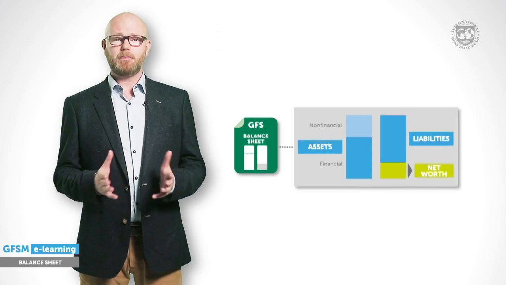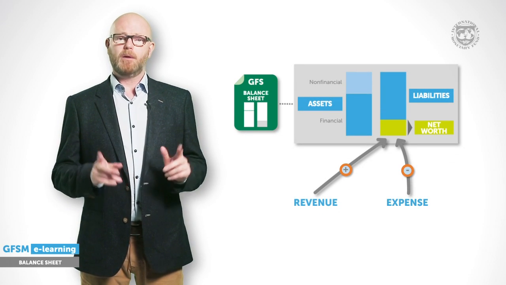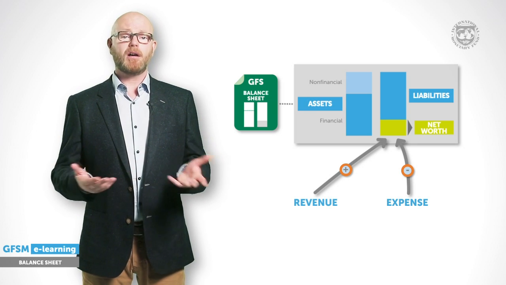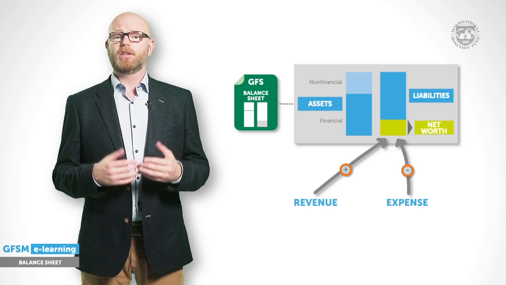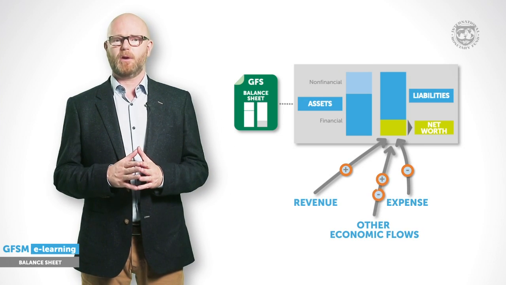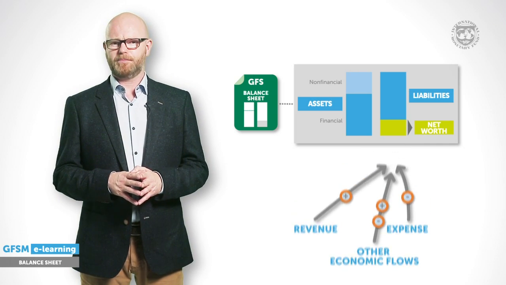Does a government have sufficient resources to pay its debt in case of unexpected revenue shortfalls? How does net worth change in time? Keep in mind that revenue increases net worth and expense decreases net worth. But net worth can also be affected by, for instance, a change in the market values of assets and liabilities, or the destruction of assets through natural disasters, the so-called other economic flows. The statement of operations does not include this important information. Let me explain the components of the balance sheet further.